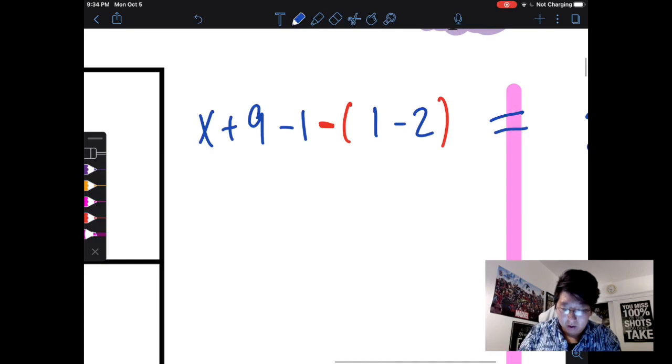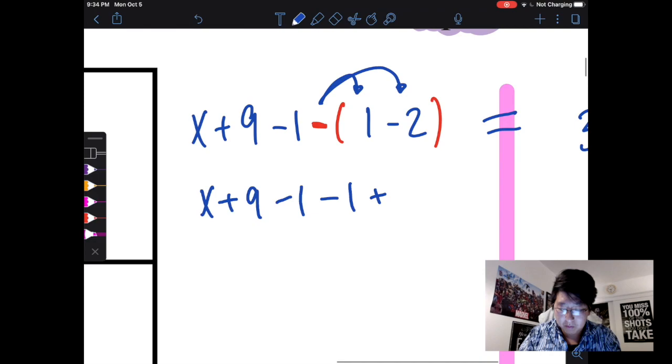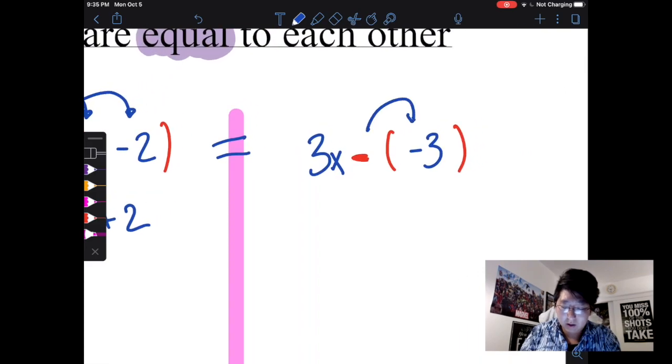So I'm going to distribute. That's the first thing we can do. And so we get x plus 9 minus 1. And the opposite of positive 1 is negative 1, so minus 1. The opposite of negative 2 is plus 2. So we simplified by distributing. We'll do the same thing on the right side. We have an opposite land, so we need to write 3x plus 3.